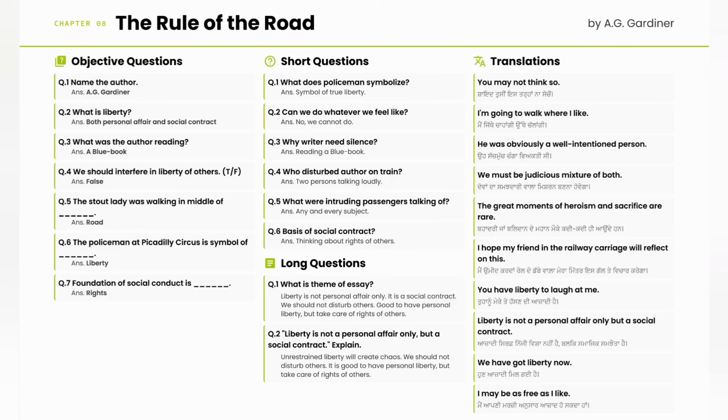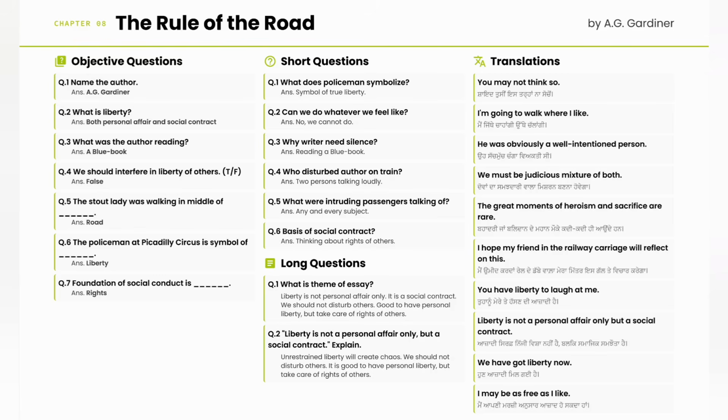And finally, the translations from chapter 8. Sentence 1. You may not think so. Translation. Sentence 2. I'm going to walk where I like. Translation.